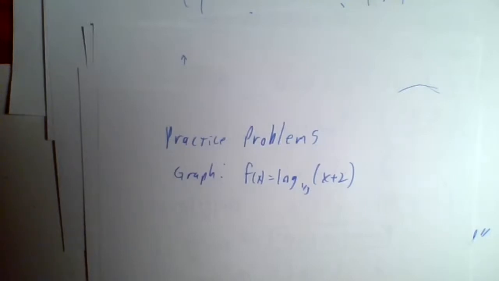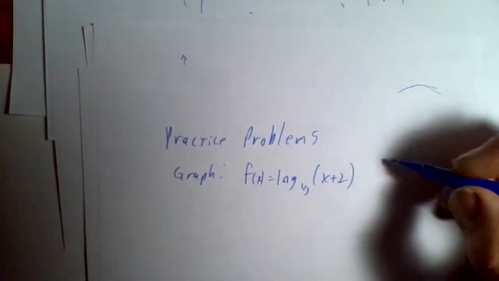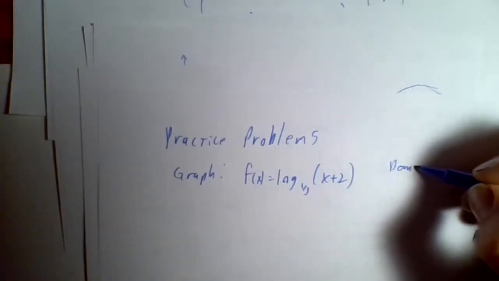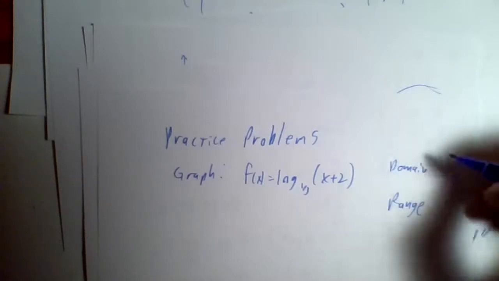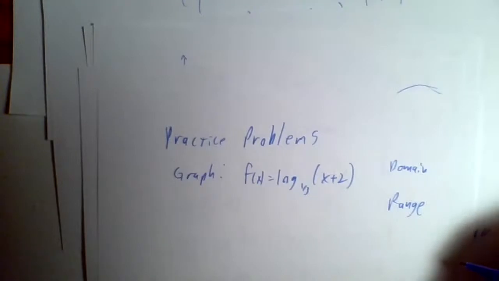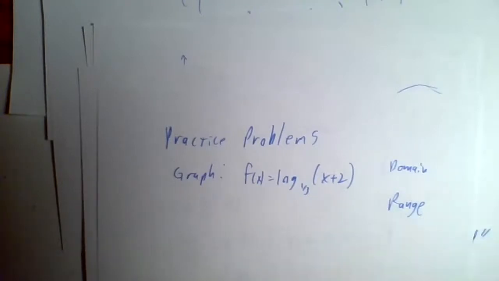For the graph, there's two things to remember with log graphs. The input has to be positive. So we got a domain thing. It says to graph it, and it says to give the domain and range. And I like to do domain first and graph the thing, and then look at the graph and write down what the range is. That's kind of a smart way to approach it.